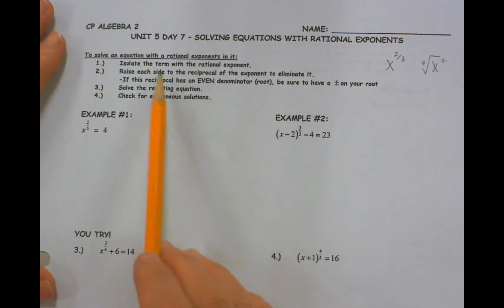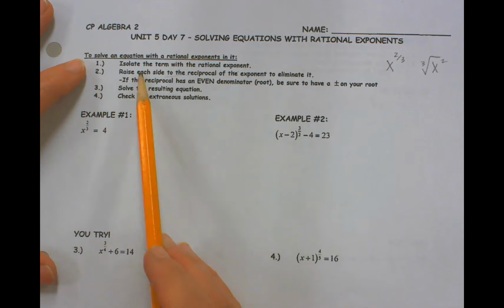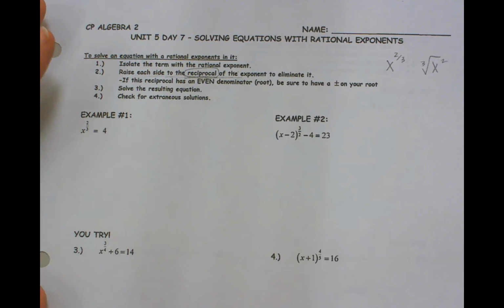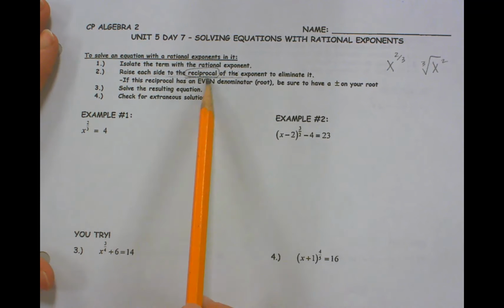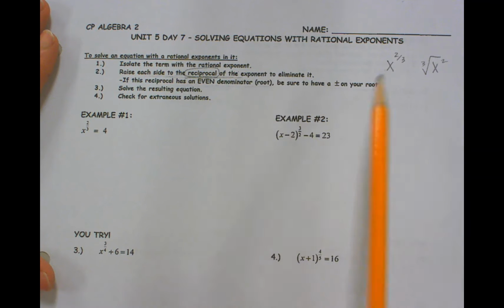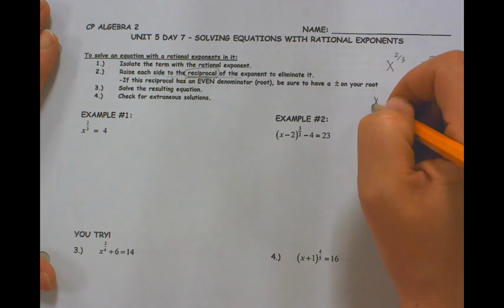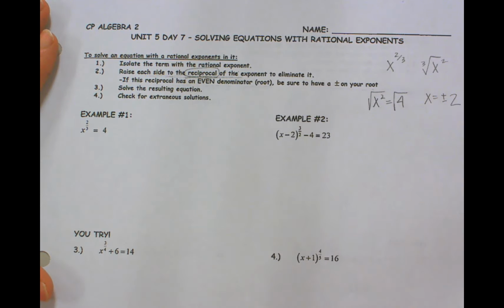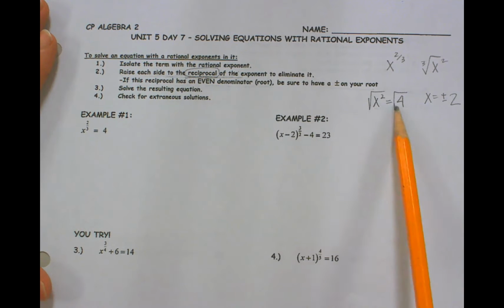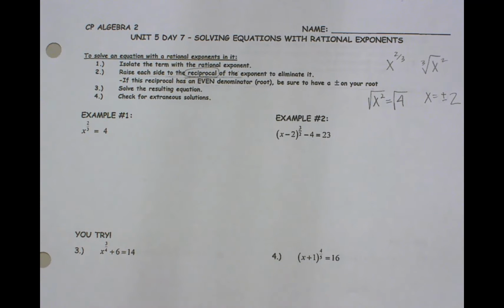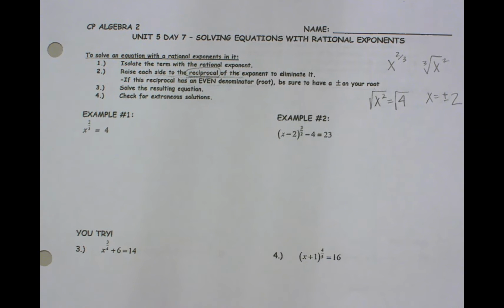So we're going to isolate the term with the rational exponent first, then raise each side to the reciprocal. That's important, that we use the reciprocal exponent to eliminate it. One thing we have to notice is that if the reciprocal has an even denominator, then our answer will have a plus or minus. That's because if you remember solving something like x squared equals 4, if we take the square root of both sides, our answer could be plus or minus 2. So the same thing will happen here. If we're taking an even root, we're going to have a plus or minus. And then we can finish solving and check for extraneous solutions.